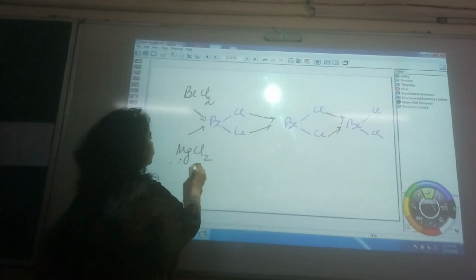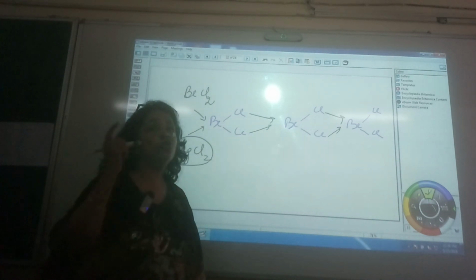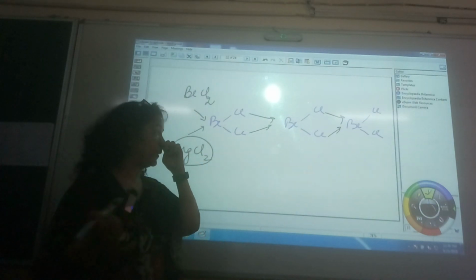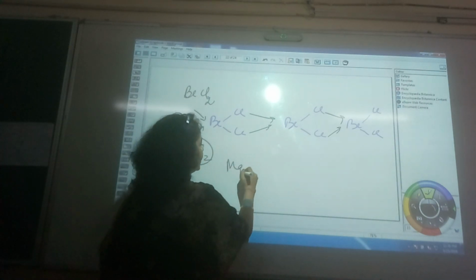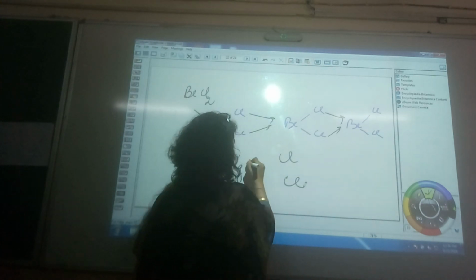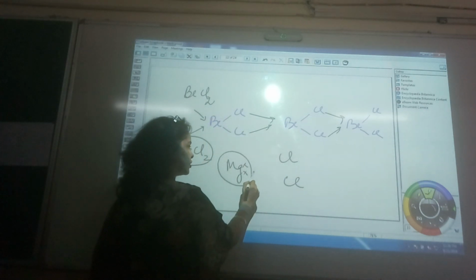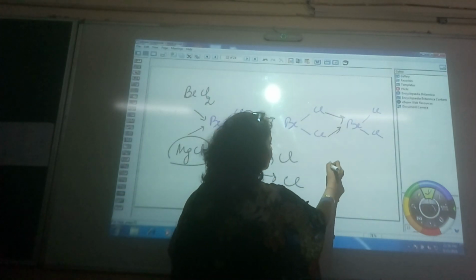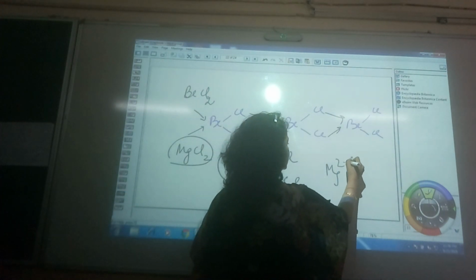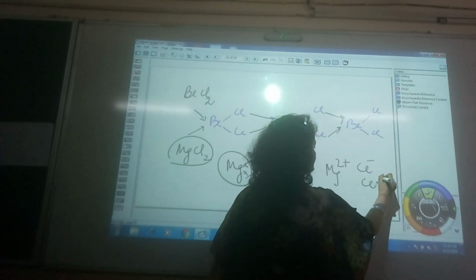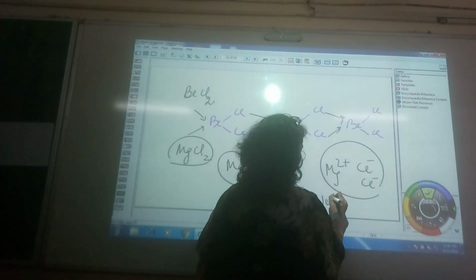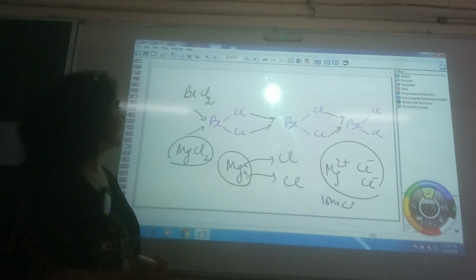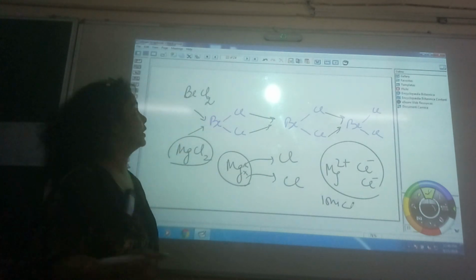The same is true for magnesium chloride? No, because magnesium does not form covalent bonds. Magnesium prefers to form an ionic compound like this. Magnesium has a larger size. It can easily give away its electrons to chlorine, therefore leading to Mg2+ and 2 chloride ions. Hence the bond is ionic. So all other chlorides are ionic, while beryllium chloride is covalent.